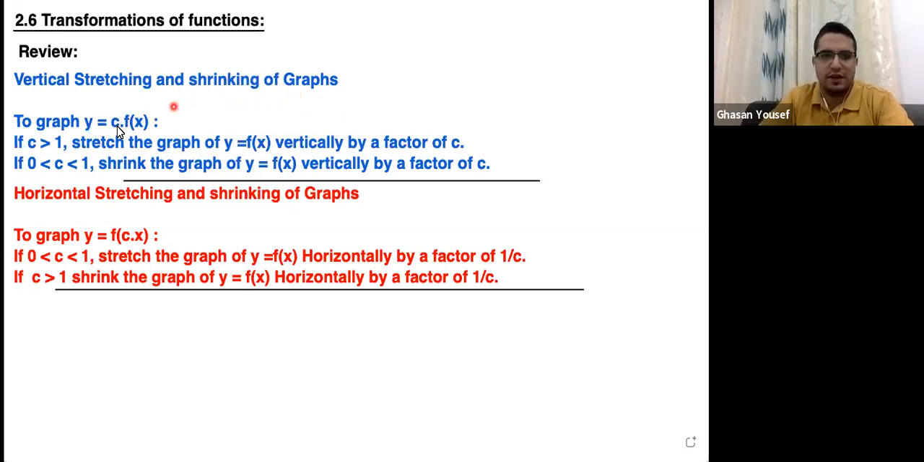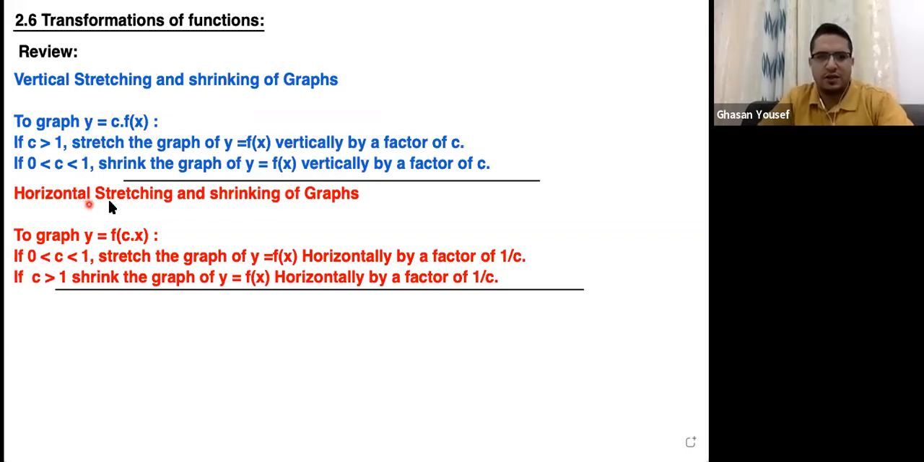So I said to graph a function like this, y equals c times f of x, such that c is a real number greater than 0, but is not equal to 1. If this c is greater than 1, we're going to do stretching of the original function y equal f of x without the c. We do stretching of the function vertically, but if this c is between 0 and 1, like 1/2, 1/3, 1/4, any number between 0 and 1, we're going to do shrinking to the original function y equal f of x vertically.